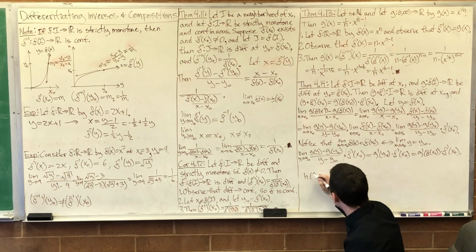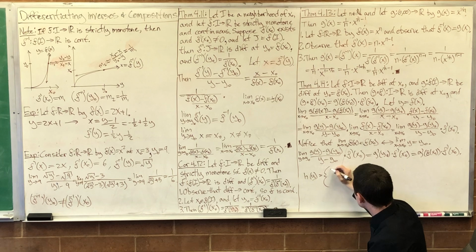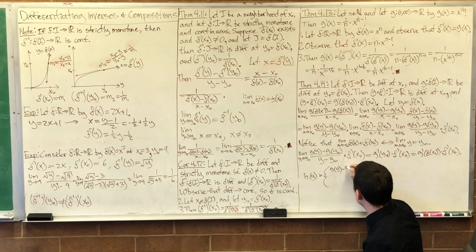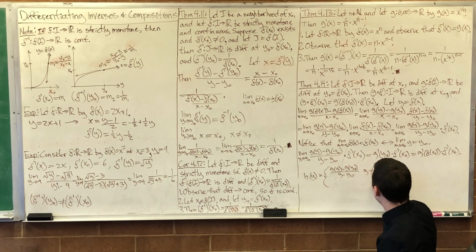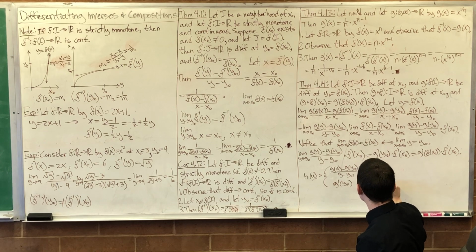So we'll create h of y, and we'll define it to be equal to g of y minus g of y naught over y minus y naught for y not equal to y naught. And we'll define it to just be g prime of y naught when y is equal to y naught.